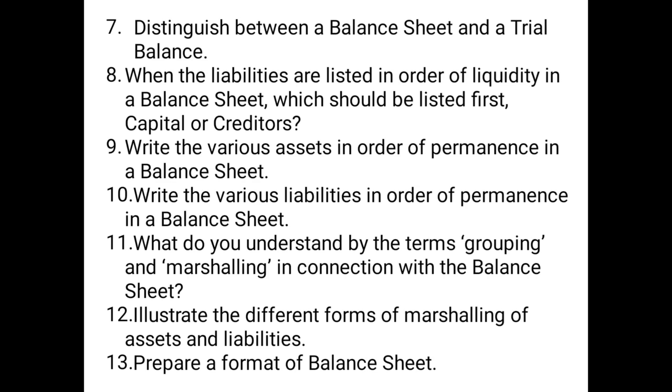Then the next question, question number 11, or basically first of all let us discuss question number 10. Write the various liabilities in order of permanence in a balance sheet. That means the fixed liabilities are to be shown first and current liabilities to be shown later. So here fixed liabilities, first of all you can write as capital, then reserves, then long term loans, and then you can write the current liabilities such as bank overdraft, bills payable, sundry creditors, outstanding expenses, earned income, etc.